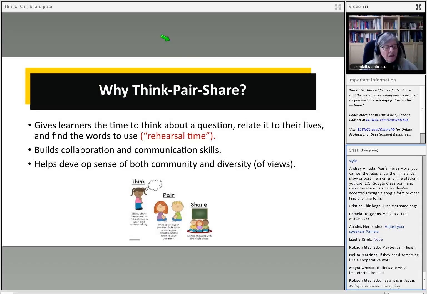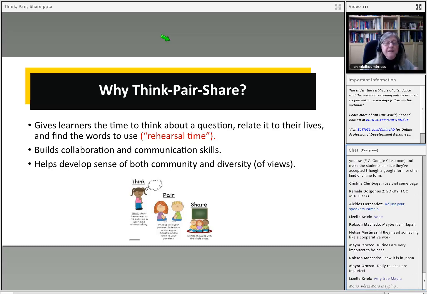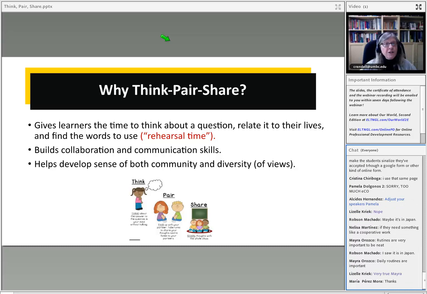So why think, pair, share? Well, one very good reason is because they have time to think, and because they then talk to a partner, they actually have some time first to relate it to their lives and to find the words to use, which is rehearsal time. But they continue to have rehearsal time because when they talk to one of their friends, then they once again have to make themselves understood, and they have a little bit of feedback, and they can make it a little bit clearer. And so what we're doing is improving their ability to communicate.